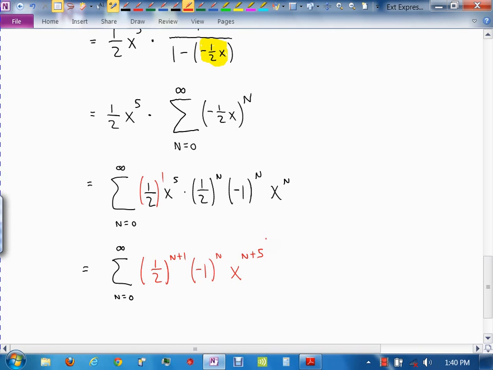Questions? What? I wasn't paying attention when you were doing the last part. So are you okay with this step? 1/2 to the first power, 1/2 to the n. So we put those together, you add the exponents. So it becomes 1/2 to the n plus 1. And then the same thing on the x's. X to the fifth times x to the n is x to the n plus 5.